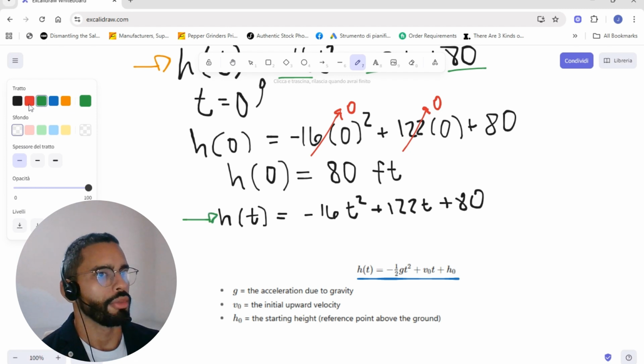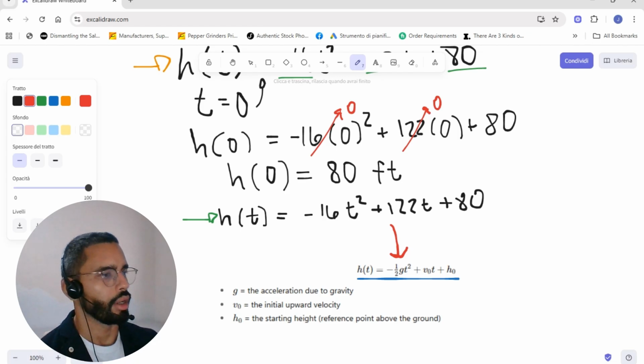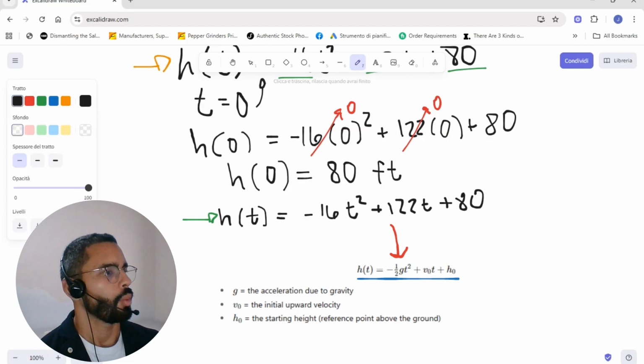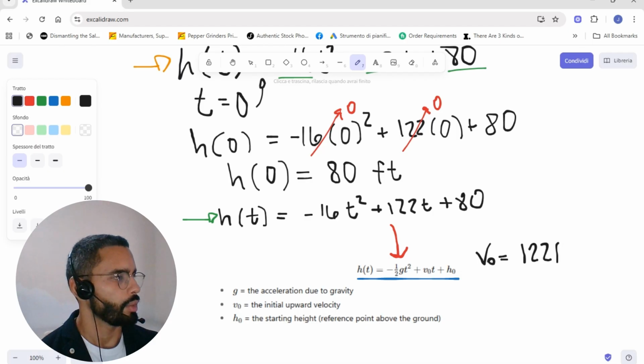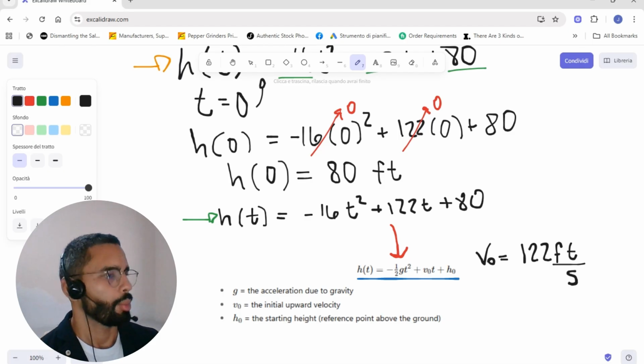By looking at the equation from which it is derived, this one, by looking at the description, and by looking at our current equation. Correct. The initial velocity, so the velocity with which the object was thrown in the air, is 122, right? 122. And what's the unit that we said it was for velocity? Feet per second. Perfect. What else?